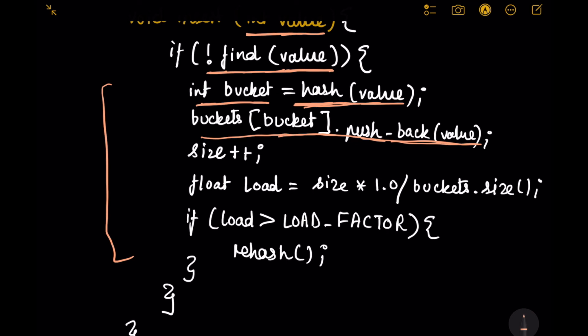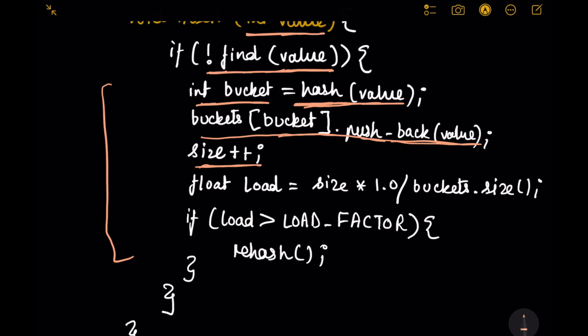So we have taken out the bucket where it has to go, and we simply add this value to the bucket, and we increase the size by 1. Since we have added a new element, obviously the size data member will be increased by 1, which is keeping track of total elements that have been inserted into the set till now.